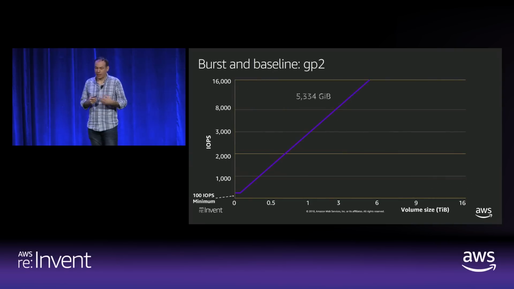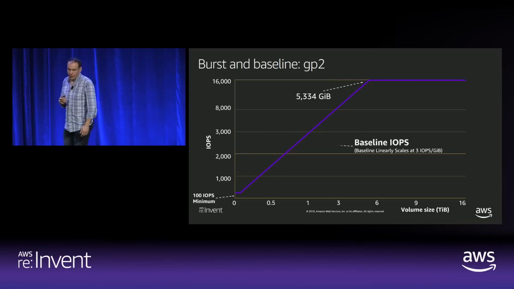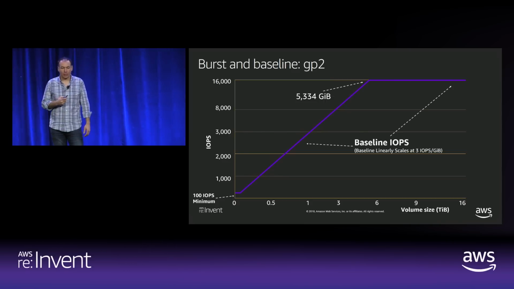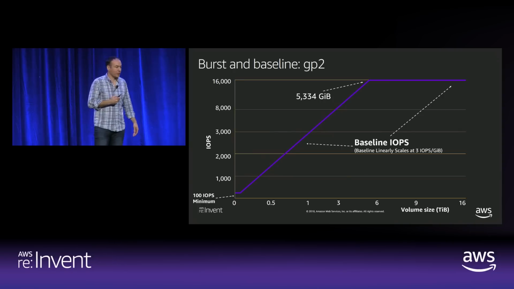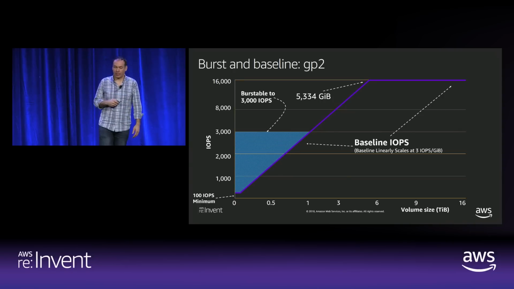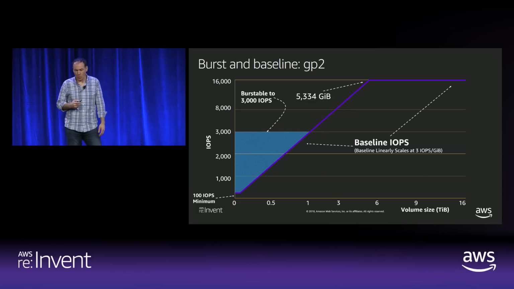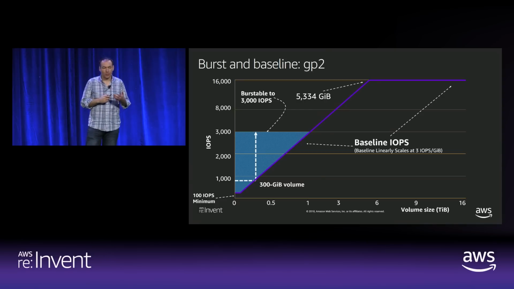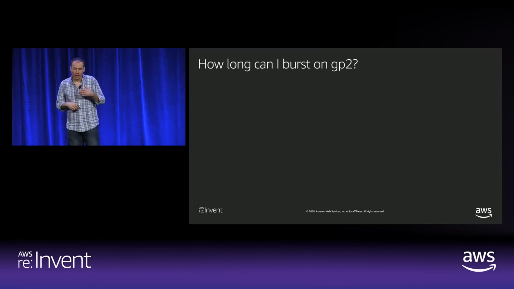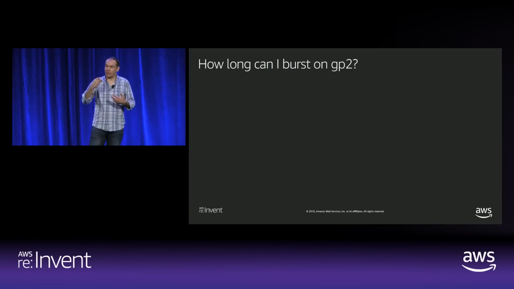So here's what it looks like on a graph. With our new 16,000 IOPS limit, if you have a 5.3 terabyte volume, you'll get the full 16,000 IOPS. All GP2 volumes have a minimum of 100 IOPS. So if we have a 300 gig volume, you're going to get a baseline of 900 IOPS, burst up to 3,000 IOPS. But the question is, how long does 5.4 million credits last? It's dependent upon your volume size because of that fill rate.